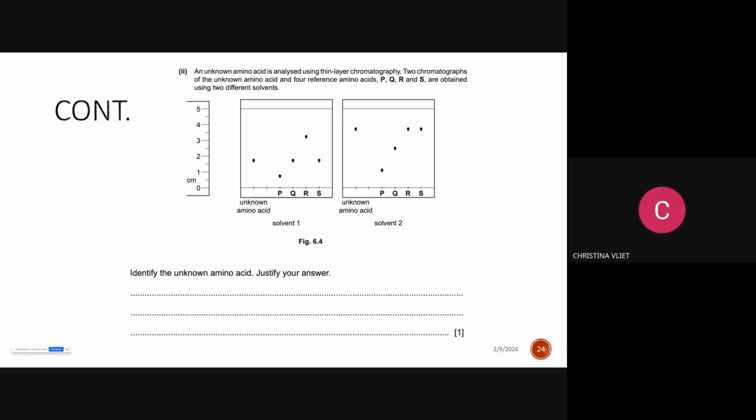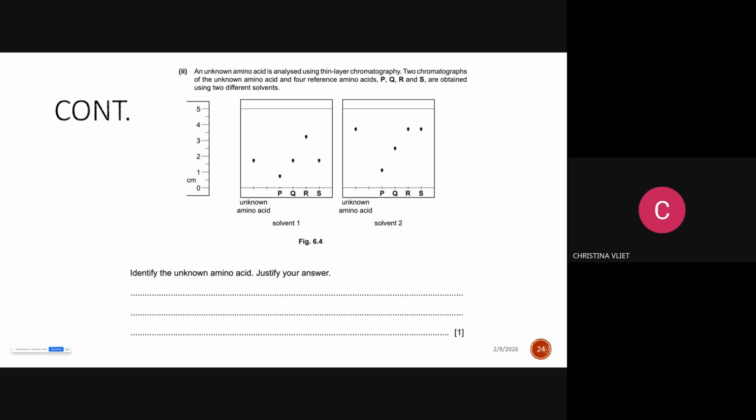Unknown amino acid, this is paper 4, is analyzed using thin layer chromatography. To me, these standards are not difficult. It's just remembering that you have to know this for the test. None of the questions are crazy, but it's informational, which means there's more to know. They give you 2 chromatographs and 2 different solvents. Can you identify the unknown acid given this information? Do you have enough information to figure out the unknown acid?